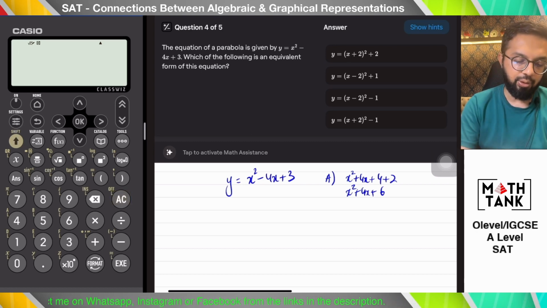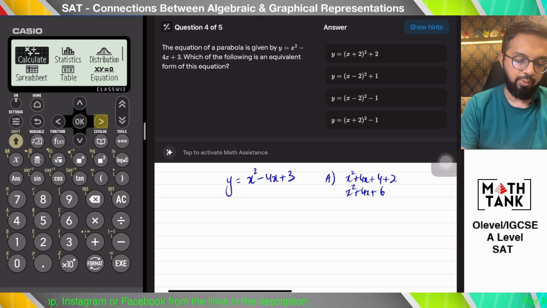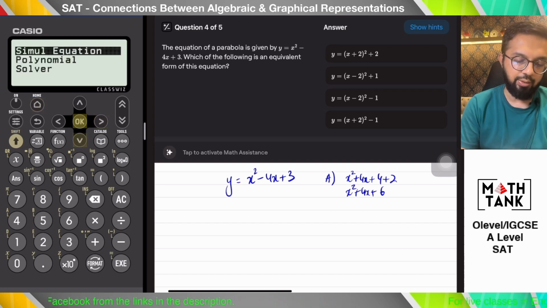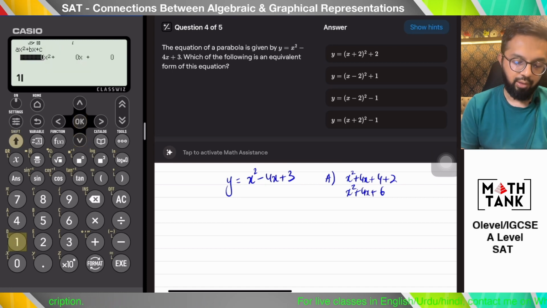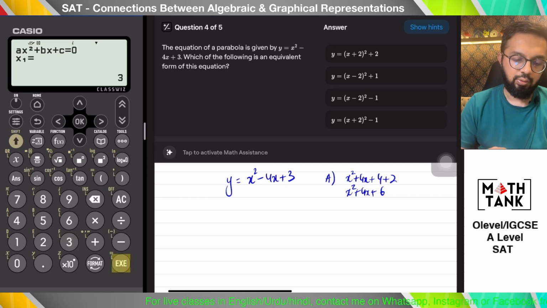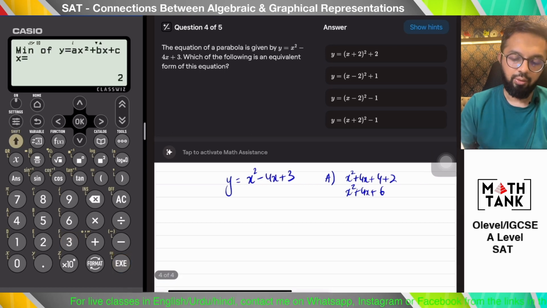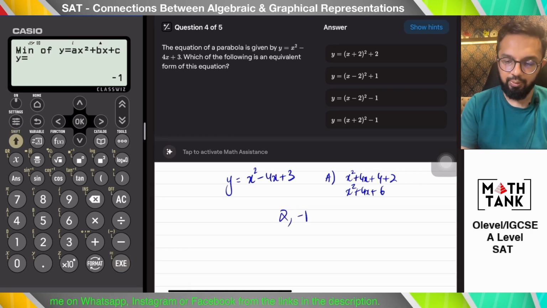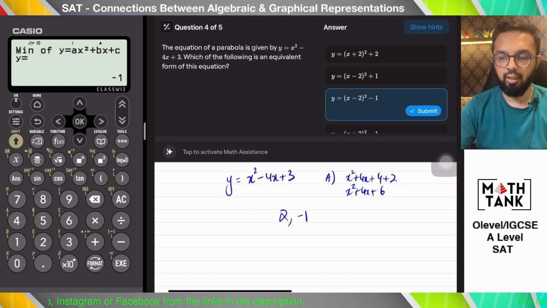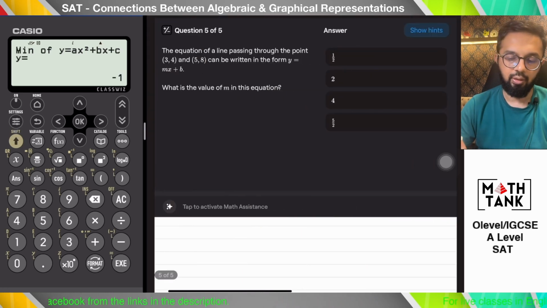I can see the turning point is visible to me. Why don't I put my equation into the calculator and see what my turning point has to be? Okay. So 1, minus 4 and 3. So I get 2 comma minus 1. So I should have minus 2 inside the bracket and minus 1 outside. That is the correct turning point.